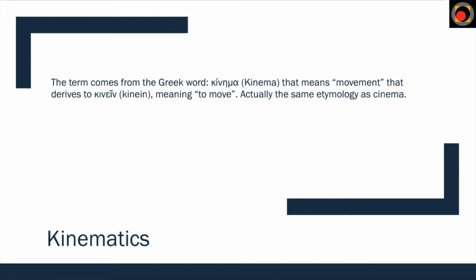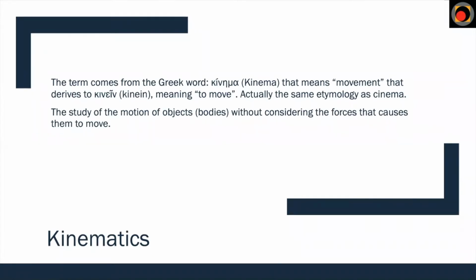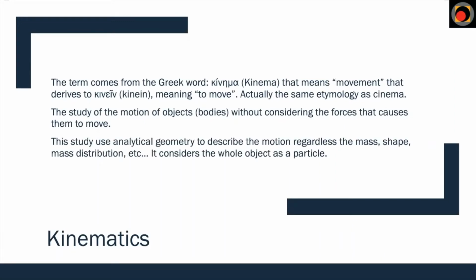Okay, so kinematics is the study of motion. We will study how objects move without considering the forces that cause them to move. This study uses analytical geometry to describe the motion, regardless of the mass, the shape, the mass distribution, color, etc. It considers the whole object as a particle. So a moving car can experience the same motion as a dot particle or as a boy that is moving. Okay, we won't care about the mass. We won't care about the shape.